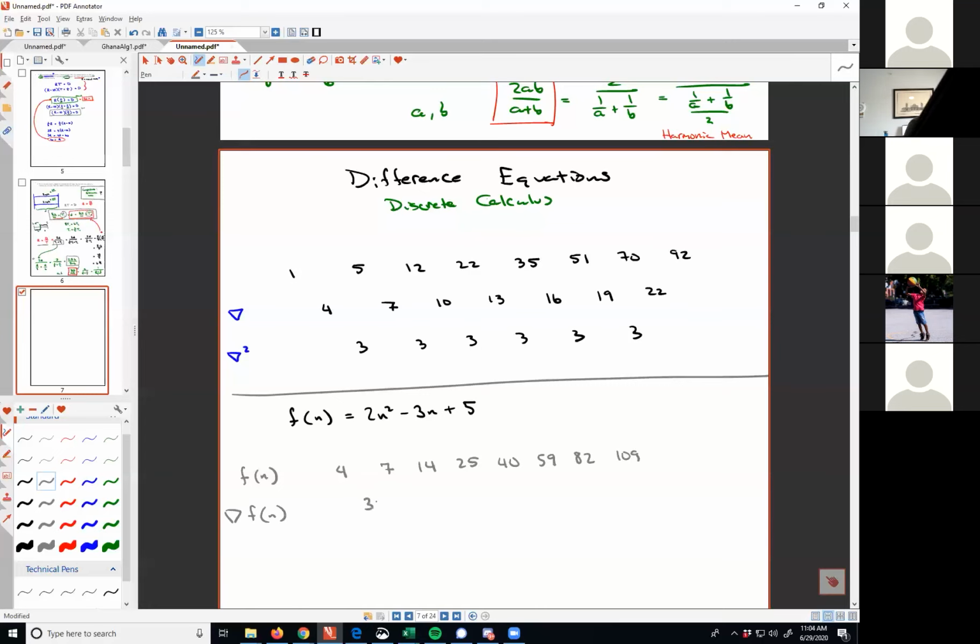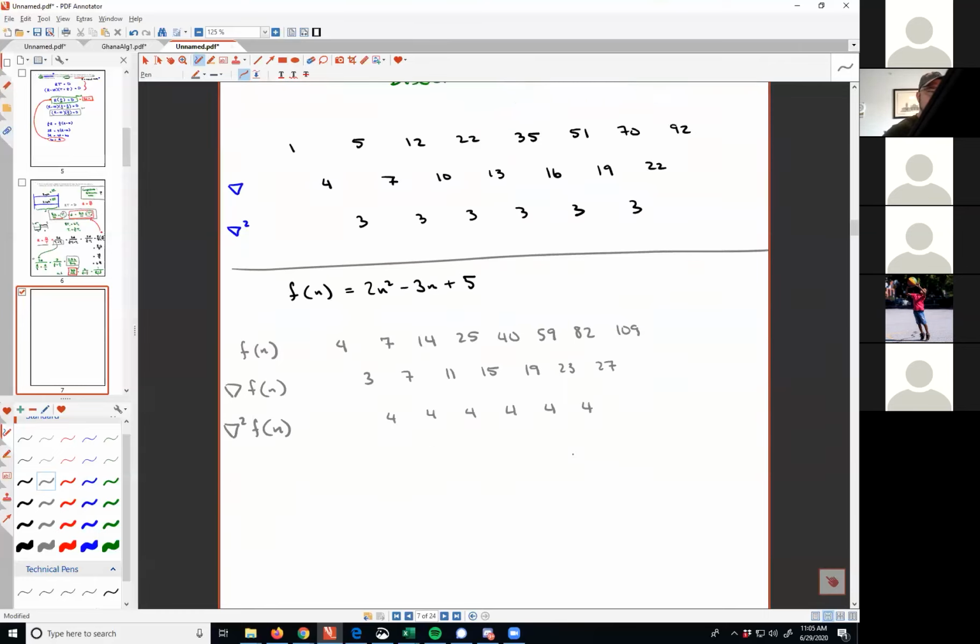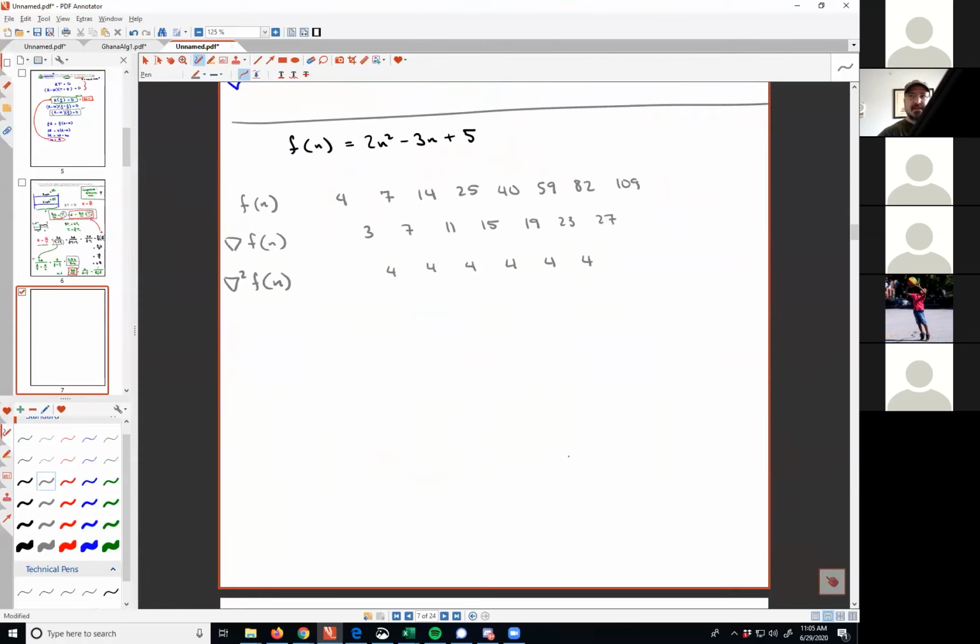Seven minus 4 is 3. 14 minus 7 is 7. 25 minus 14 is 11. 40 minus 25 is 15. 19, 23, 27. And now let's look at the second order differences. 4, 4, 4, 4, 4, 4. We have a constant row. And Salorm claims that it's necessarily true that we have a constant row there.